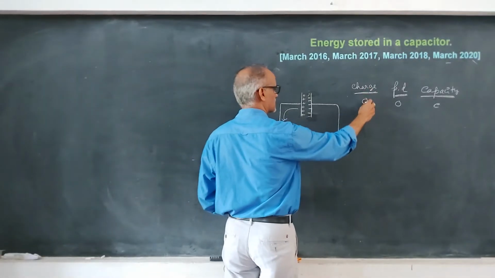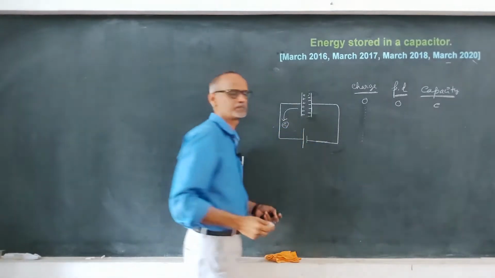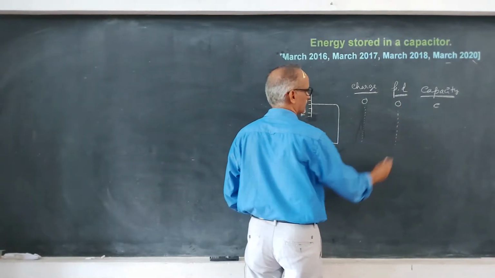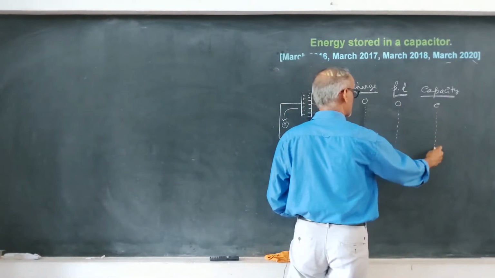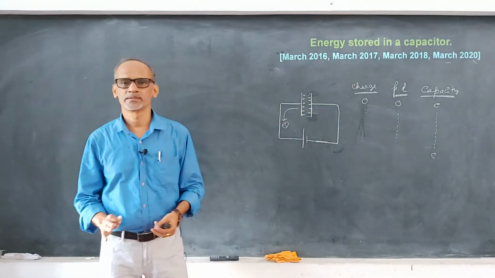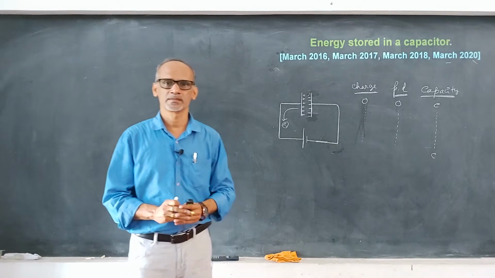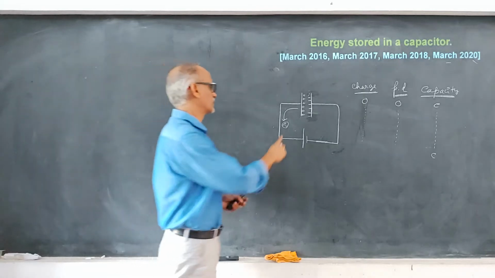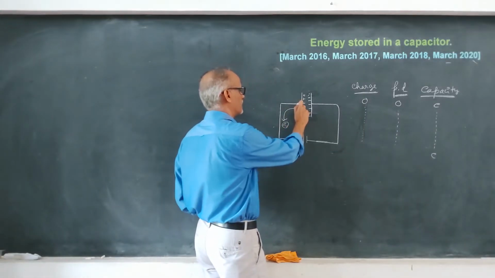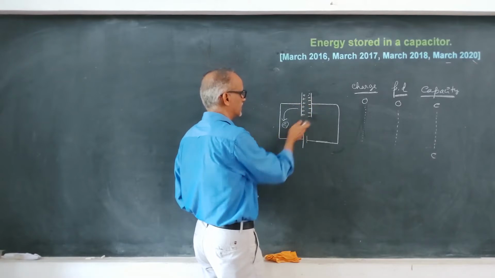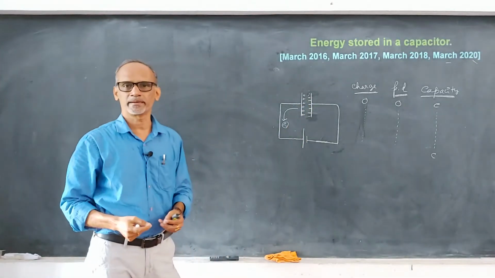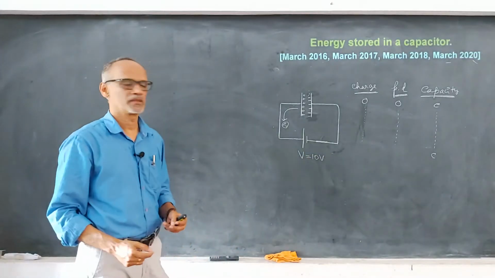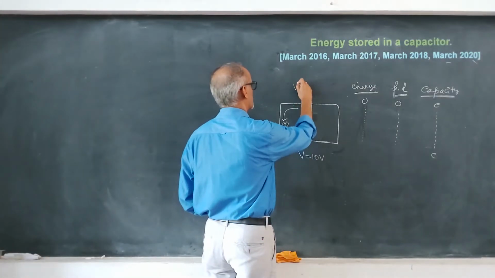So the charge on the capacitor slowly increases. From 0, it slowly increases. Potential difference also increases. But capacity is a constant, so it will remain C only. Capacity will not increase. Capacity is a fixed constant for a given device. So when this process of charging stops, when the potential difference between the plates is equal to the potential difference of the battery. If the potential difference of the battery is V, and that is equal to 10 volt, then the potential difference across the capacitor also becomes 10 volt.